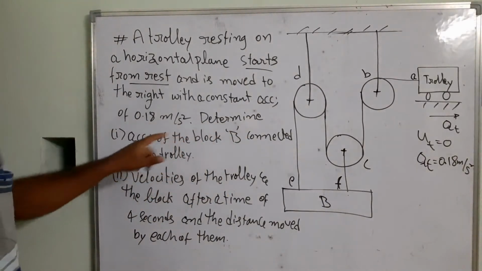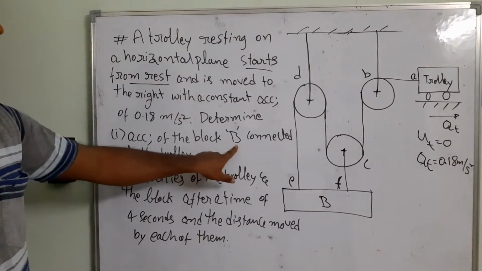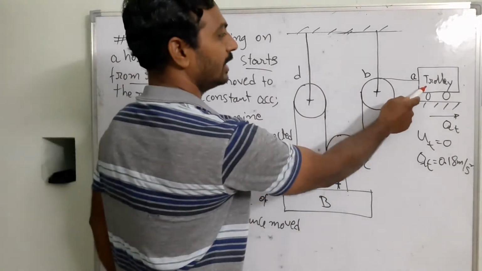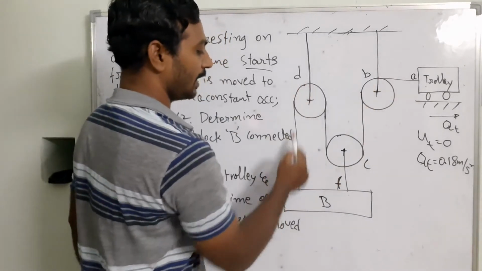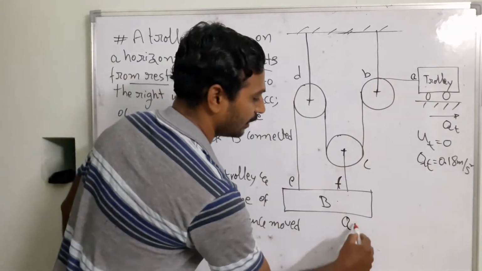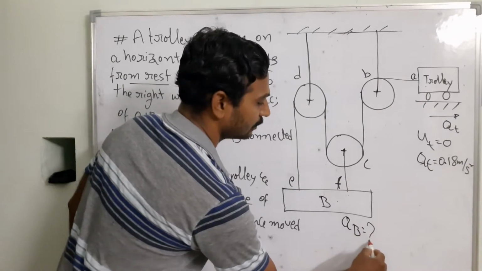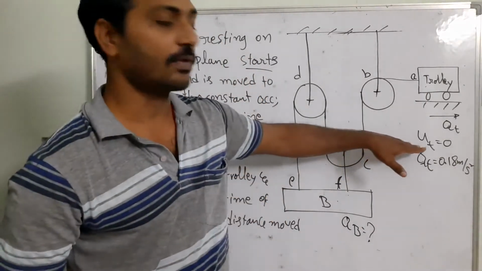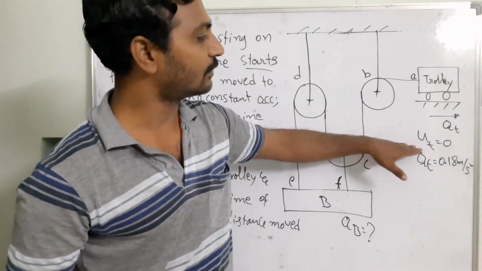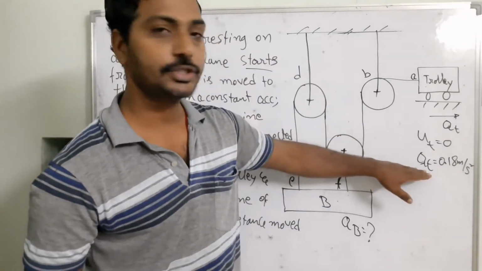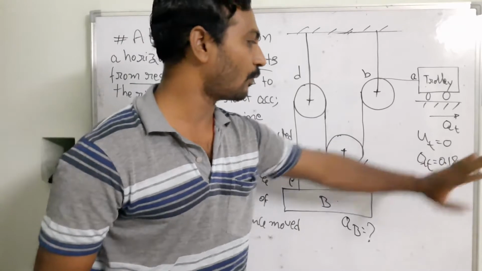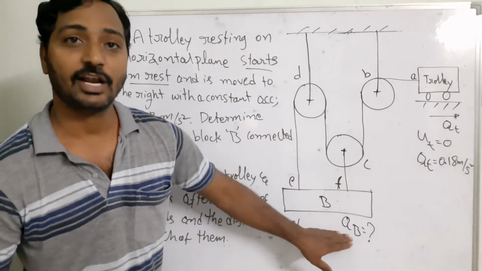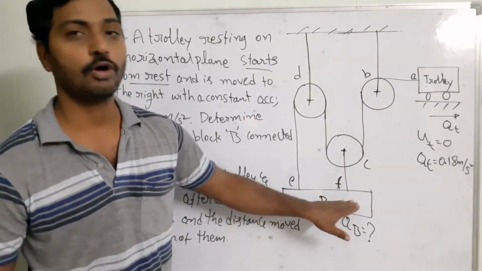Determine the acceleration of the block B connected to the trolley. See, the trolley is going to be over here. It is connected to the rope and the pulleys, and we need to find out AB is equal to how much. When a body starts from rest, that means UT is equal to 0, and it has a constant acceleration, AT is equal to 0.18 meters per second square. We need to find out what is the acceleration of your block B.